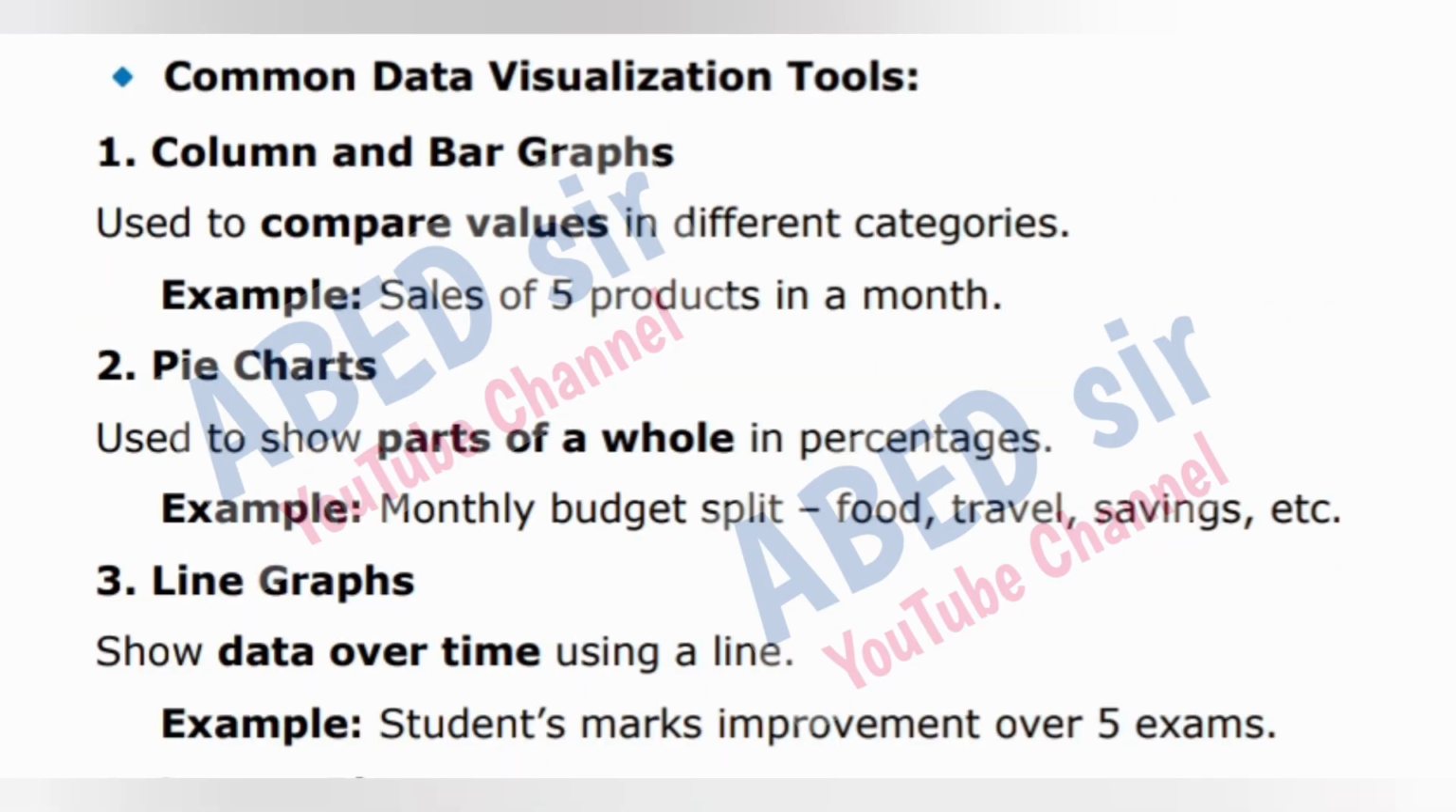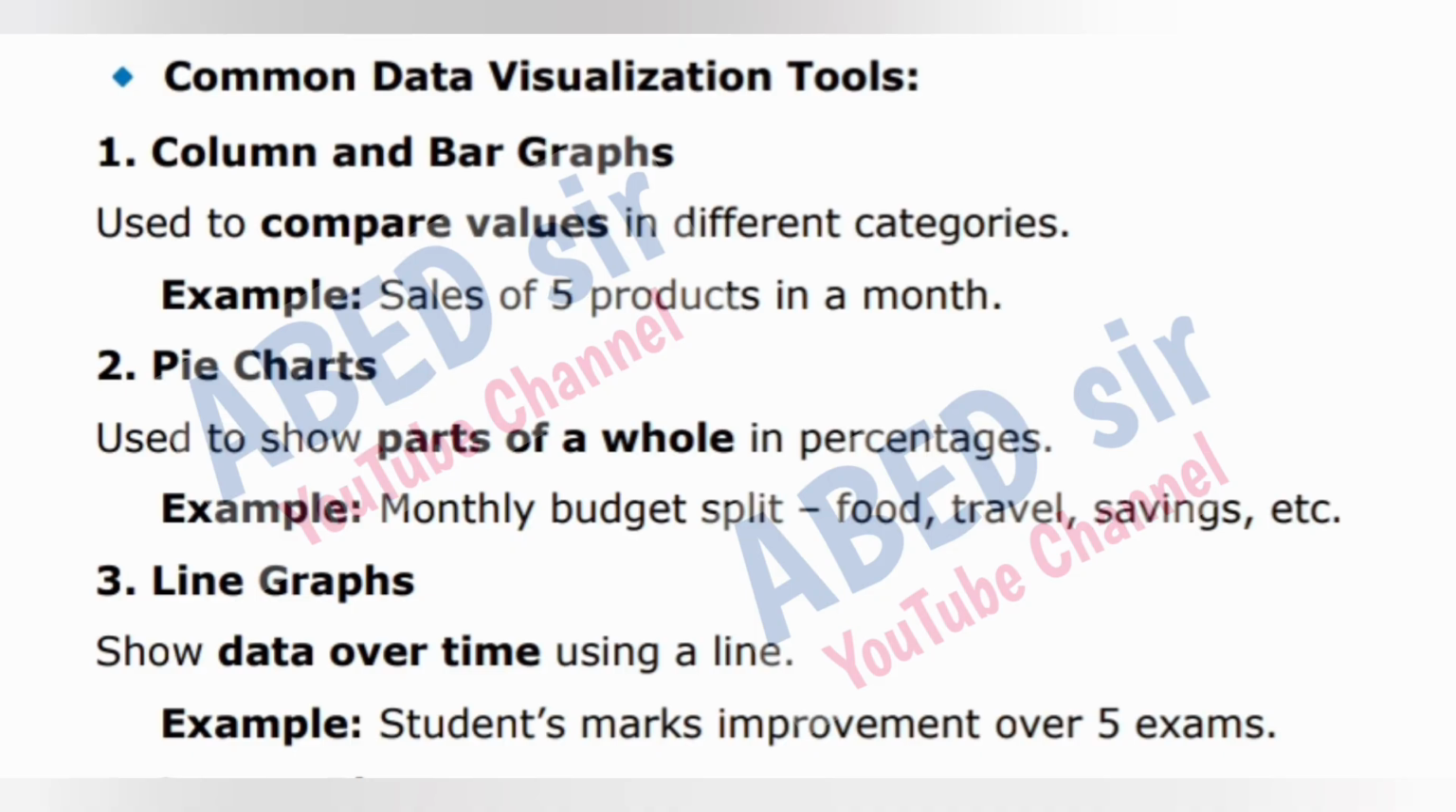Common data visualization tools. 1. Column and bar graphs. Used to compare values in different categories. Example: sales of 5 products in a month. 2. Pie charts. Used to show parts of a whole in percentages. Example: monthly budget split, food, travel, savings, etc.